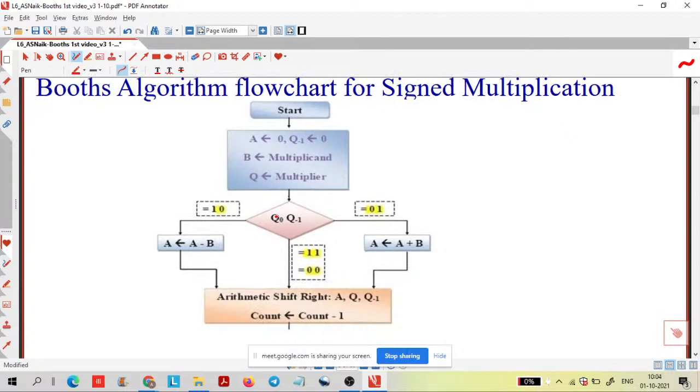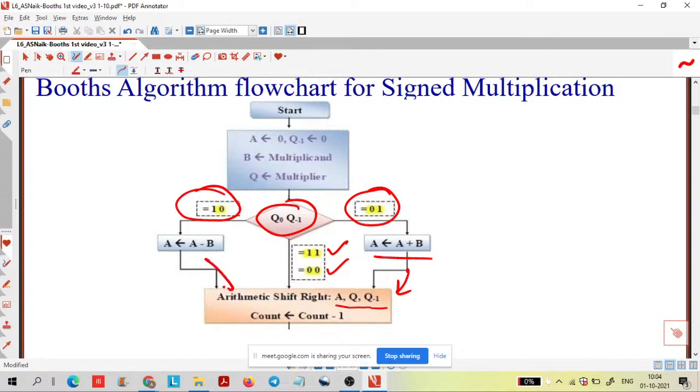If Q0 and Q minus 1 are 1 1 or 0 0, you perform the arithmetic shift right operation of the content of A, Q and Q minus 1 by 1 bit position. If Q0 and Q minus 1 are 0 1, you perform A plus B, then the shift operation. If it is 1 0, then you perform A minus B, then right shift.